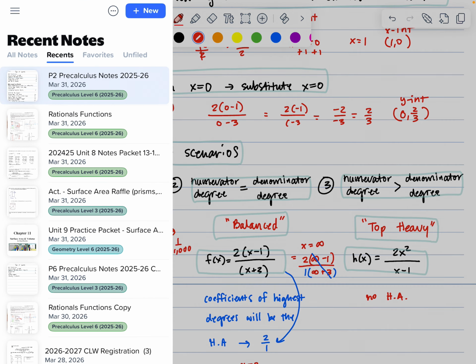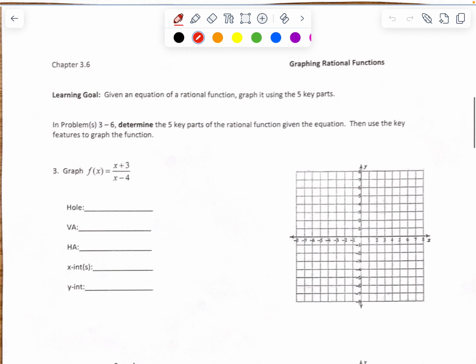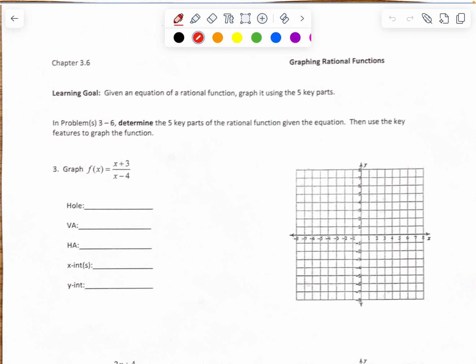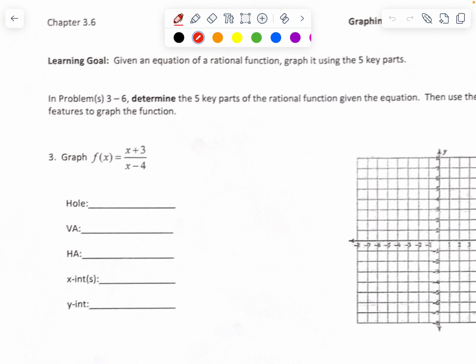So, quick practice. Going back into that packet that we gave out, we have these particular functions that we need to be able to work through. Okay? First and foremost, is there a hole? Is there anything canceling out? In this particular case, no, because this is x plus 3, this is x minus 4. You can't cancel out the x's. So is there a hole? None. Vertical asymptote, where the denominator is equal to 0.